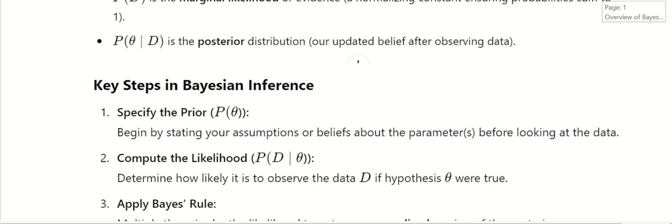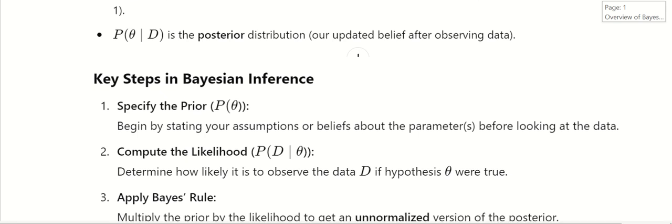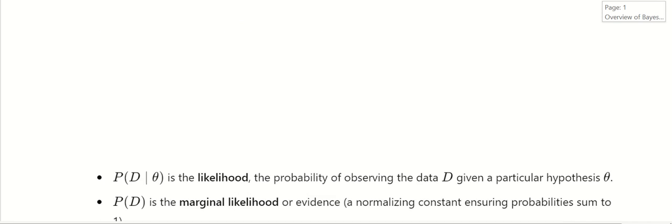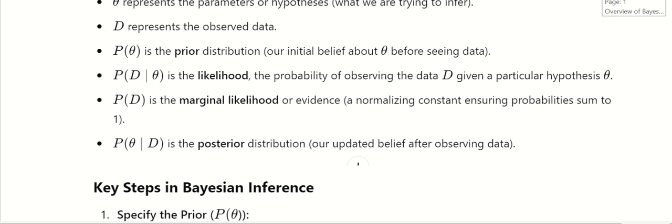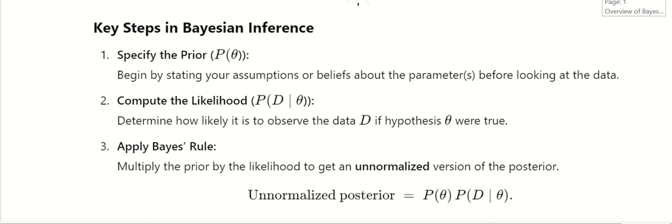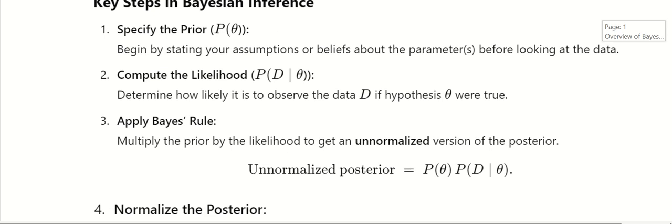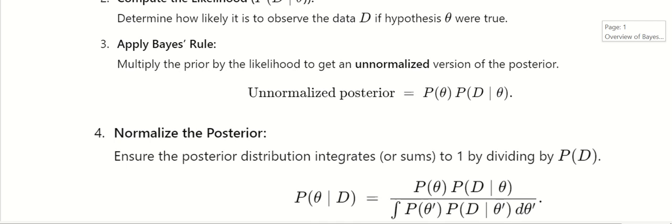Then, compute the likelihood, which is the probability of D given theta. Determine how likely it is to observe the data D if hypothesis theta were true. If theta were true, what would be the probability of the data you have now? So this is the likelihood. After that, we need to apply Bayes' rule. What we have to do simply is to multiply the prior by the likelihood to get an unnormalized version of the posterior. Now, if you want to normalize it, all you have to do is divide by the marginal likelihood.